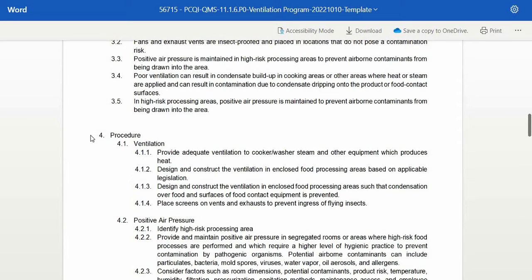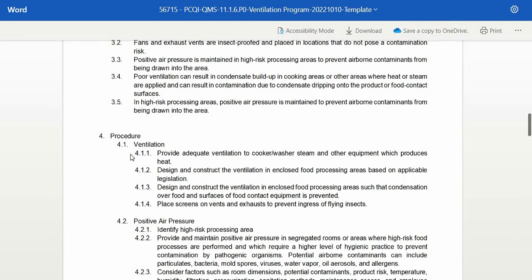Fourth is procedure. The procedure is the step-by-step process and the actual implementation of the policy. Under procedure is ventilation. Provide adequate ventilation to cooker or washer steam and other equipment which produces heat. Design and construct the ventilation in enclosed food processing areas based on applicable legislation. Design and construct the ventilation in enclosed food processing areas such that condensation over food and surfaces of food contact equipment is prevented. Lastly, place screen on vents and exhausts to prevent ingress of flying insects.